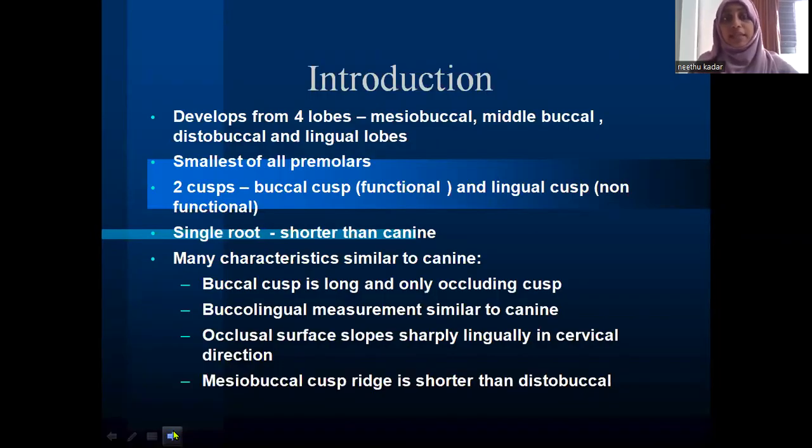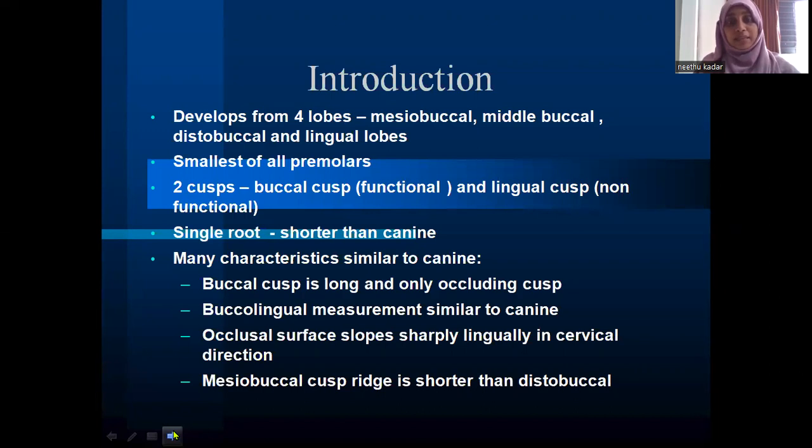Like I said, it develops from four lobes. They are the mesiobuccal, middle buccal, distobuccal, and lingual lobes. The mandibular first premolar is the smallest of all premolars. It has two cusps: one is the buccal cusp, which is functional, and the other is the lingual cusp, which is non-functional. It has a single root, which is shorter than that of the canine.